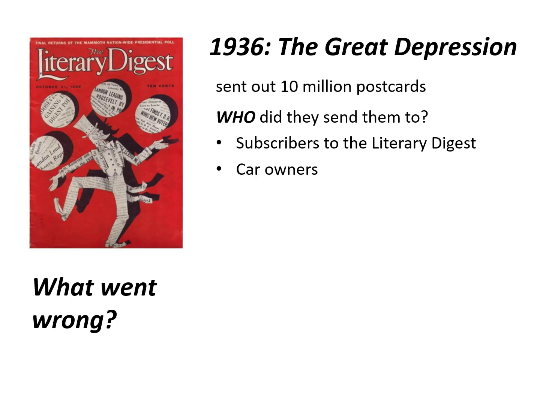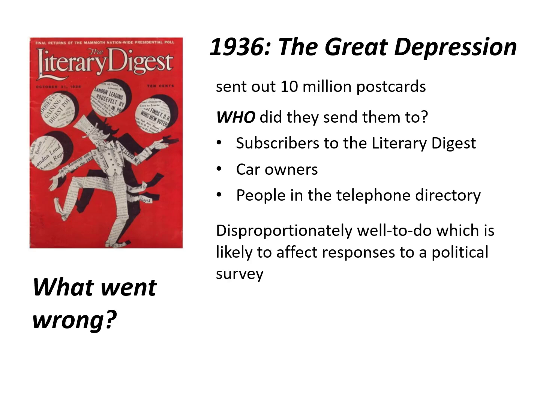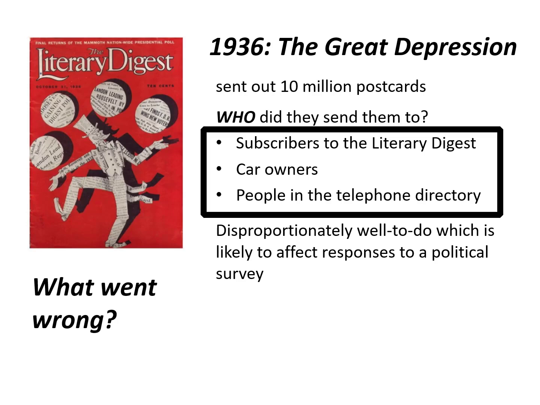They had another list, though. They had a list of car owners, who once again tend to be the slightly better off members of the community. And they had people in the telephone book. But of course, in 1936, a lot of people didn't have telephones. The people with telephones were, yep, you've guessed it, rather well-to-do. There were a disproportionately large number of well-to-do people in this particular group. The sampling frame, these people that they were sending their postcards to, was itself biased.